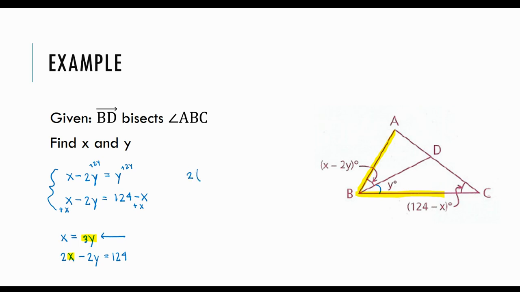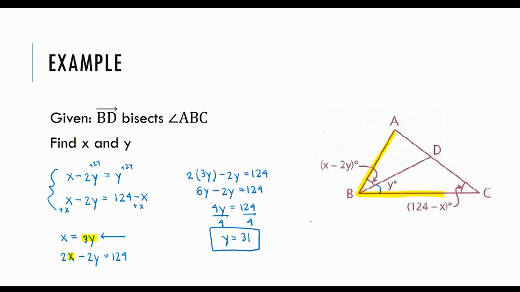So we're going to have 2 times 3y minus 2y equal 124. So that will give us 6y minus 2y equal 124. Subtract, and we'll get 4y equal 124. And then we'll divide by 4 to get a value of y to be 31. So there's one of our answers.